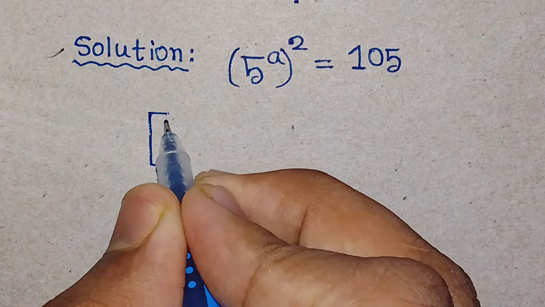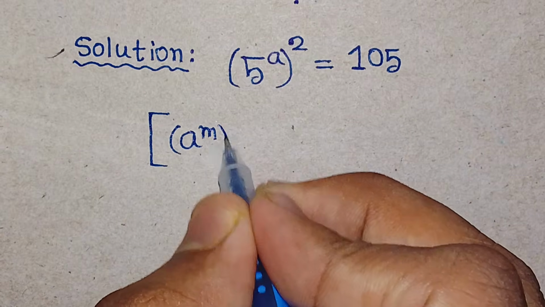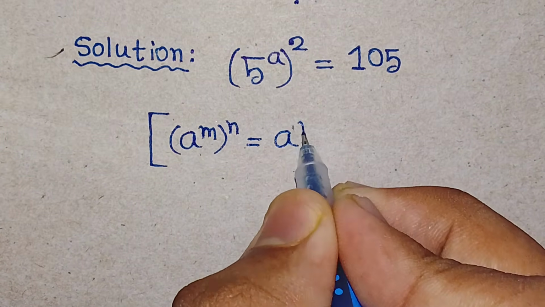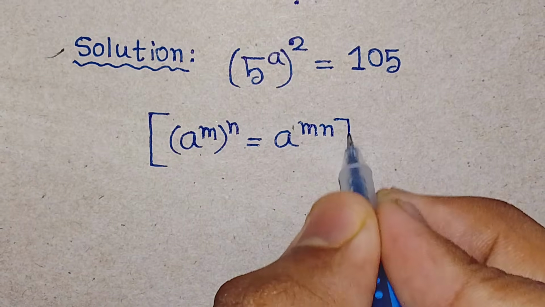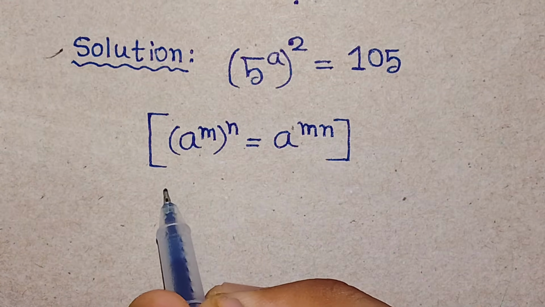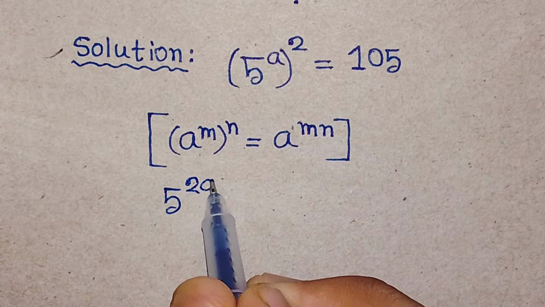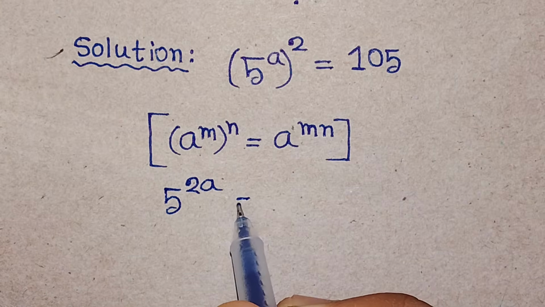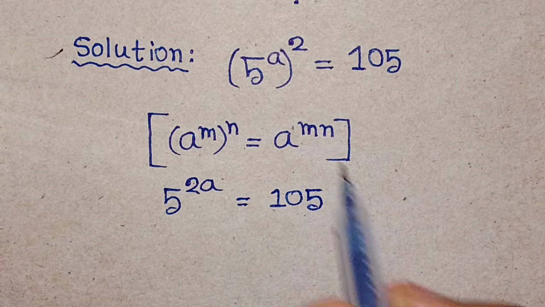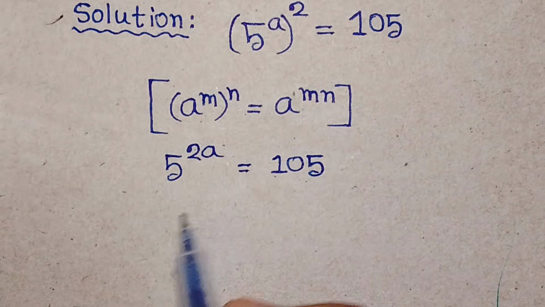Here we use an exponential formula, which is (a to the power m) to the power n is equal to a to the power m times n. By applying this formula, we'll get 5 to the power 2a is equal to 105, right?